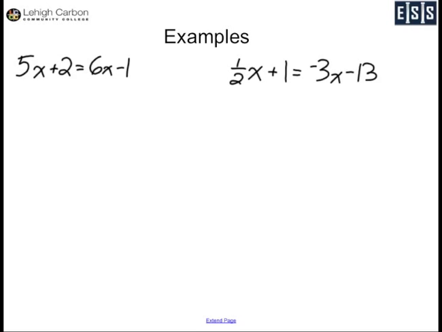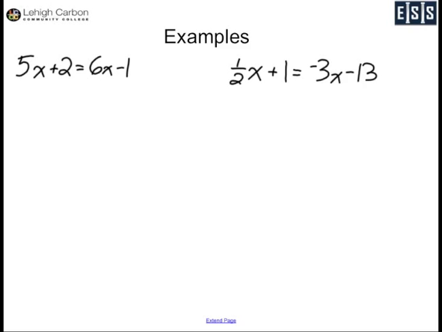Next example is 5x plus 2 equals 6x minus 1. If I look at it, I don't have grouping symbols this time. I don't need to distribute. So then I check for like terms on each side of the equation. I have an x term and a constant on both sides, so I don't have to do anything with that. But I do have variables on both sides of the equation.